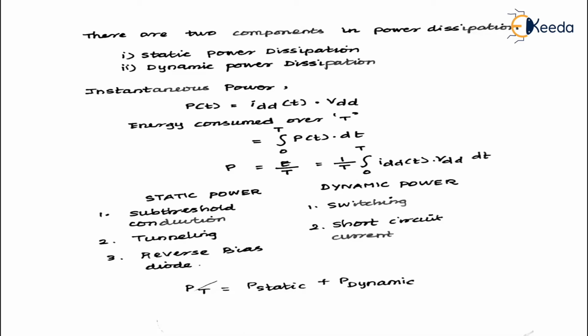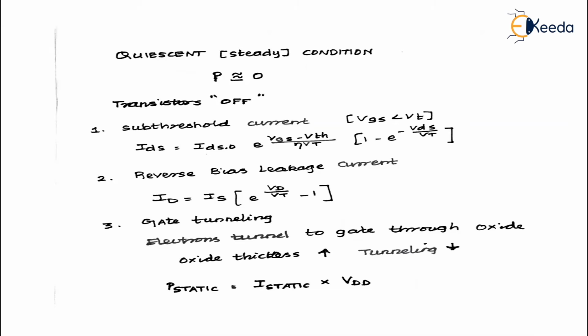And now what is the total power? Total power is nothing but the static power plus the dynamic power. So we will first see about the static power, and then we will learn about the dynamic power, what the ways to reduce the static power as well as dynamic power are, and what the effective power distribution scheme is, how I can use various approaches through which my power dissipation is reduced.